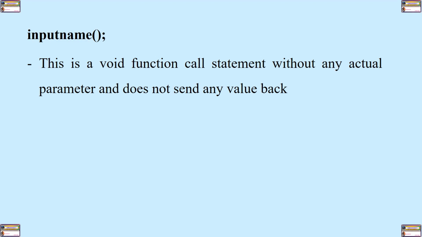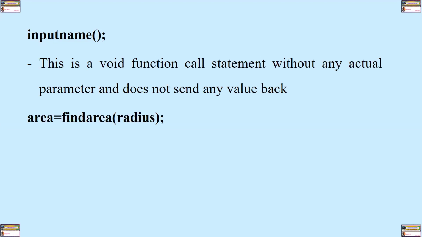So within our main function, we have the statement for calling, invoking the function called input name, and we write it like that within the main function. So this is a call statement. It is invoking the function called input name, which is not receiving any value from the main function, and it's not expected to return back any value to the main function.